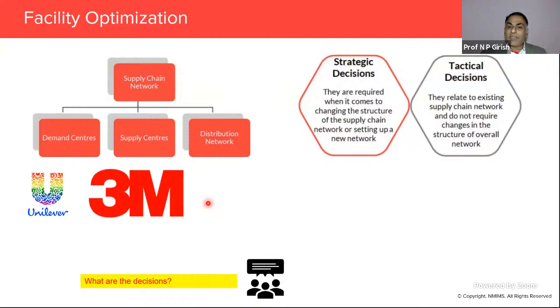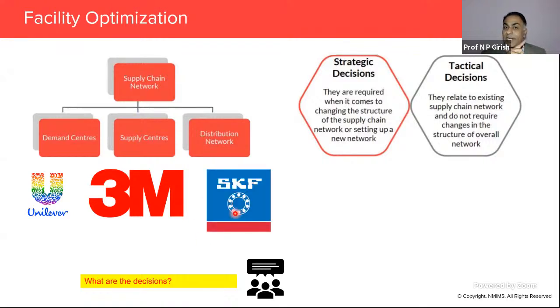3M, what we did was we shut down, not that we shut down, we moved, we set up a new plant in UAE, and whatever was part of the production from Turkey was moved to the new plant. Strategic or tactical? Strategic, very clear. Setting up a new network comes into place.